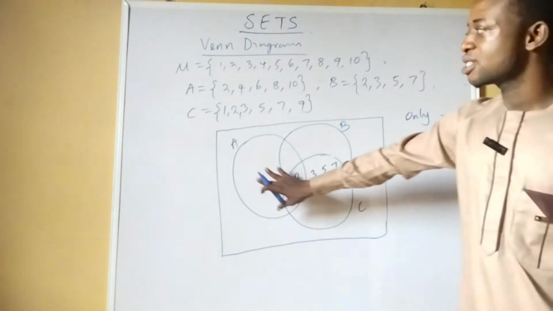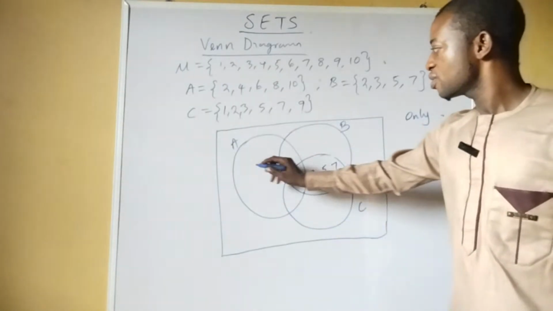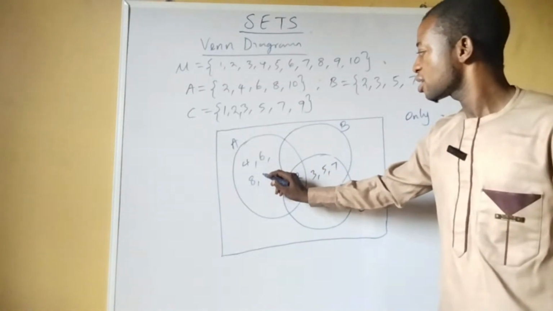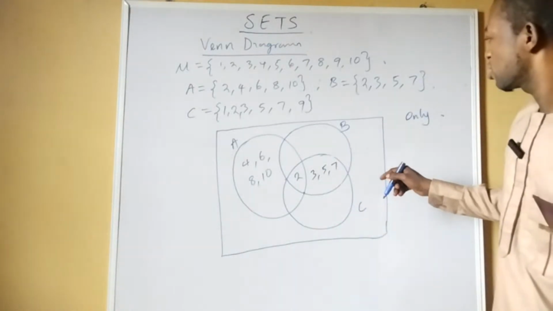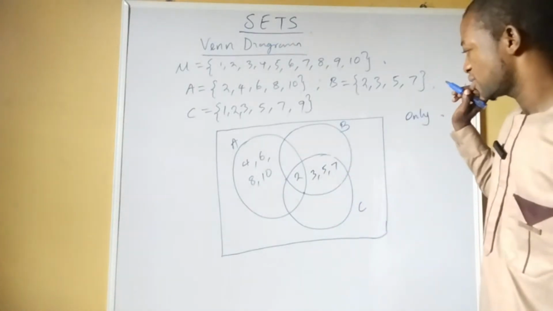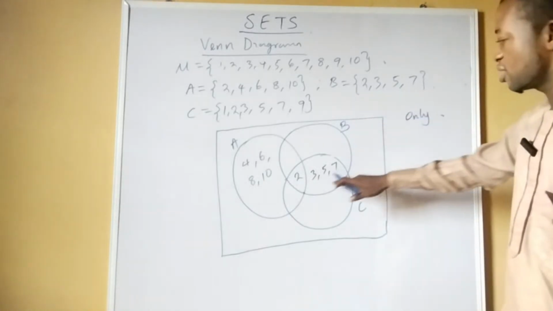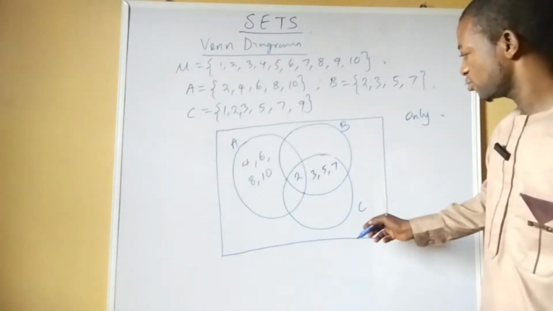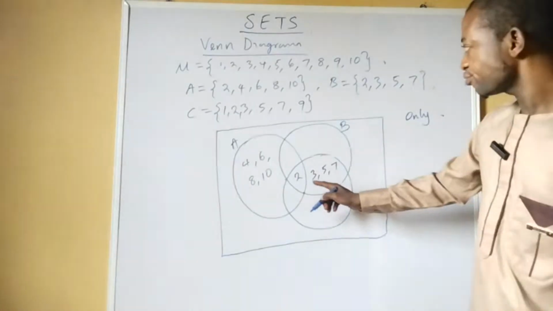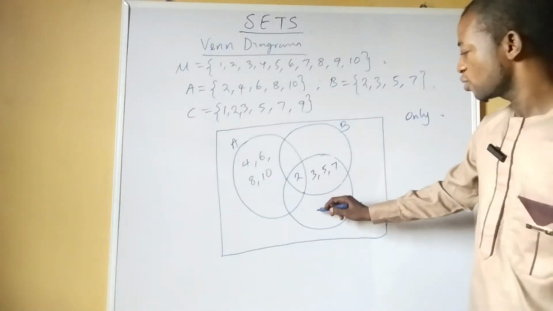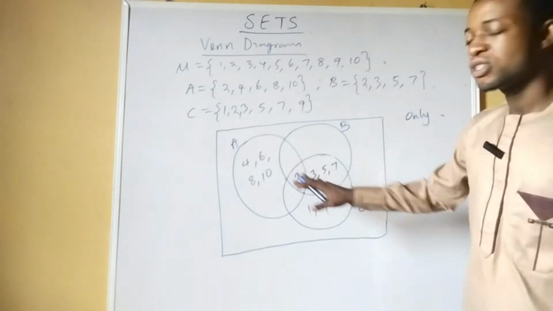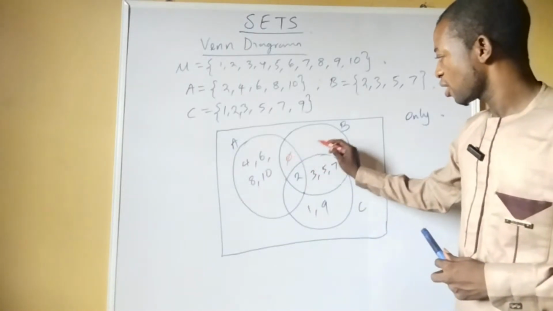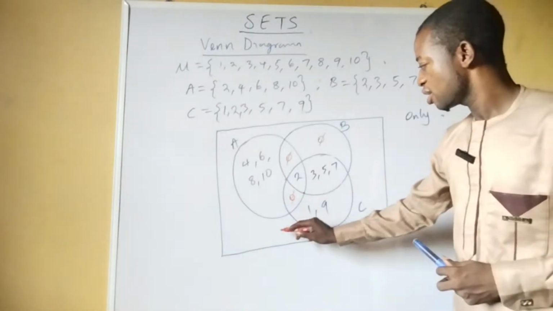So now when we write the elements that are left, this will be 4. This will be 6, 8, 10. And B only is left with nothing, because we have already exhausted what is inside B. So C only is left now. We have 2, 3, 5, 7, and we are going to have 1 and 9. So that means you have exhausted it. So this region has no element, empty set.